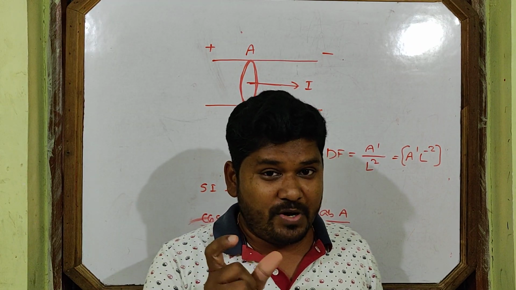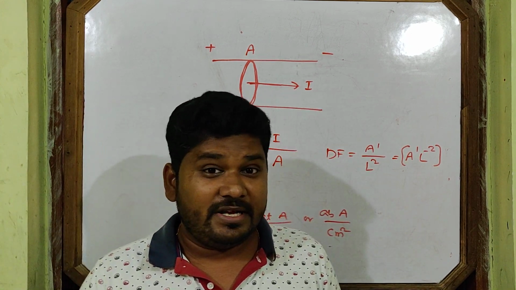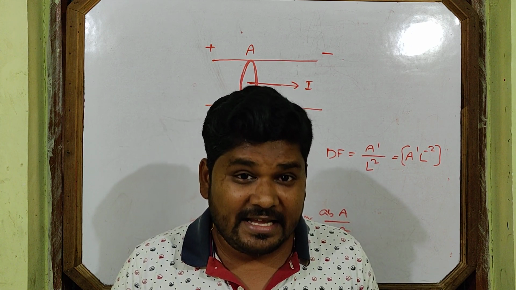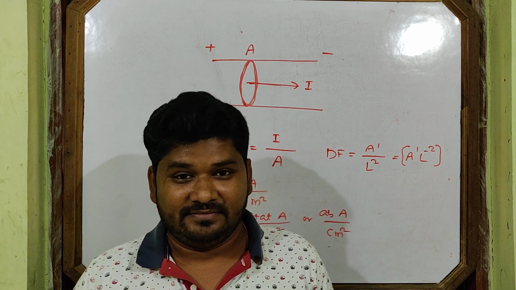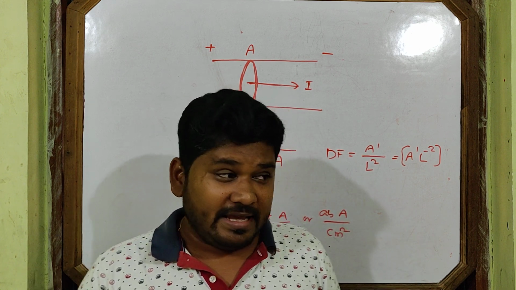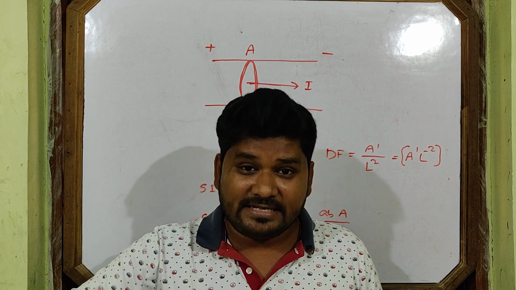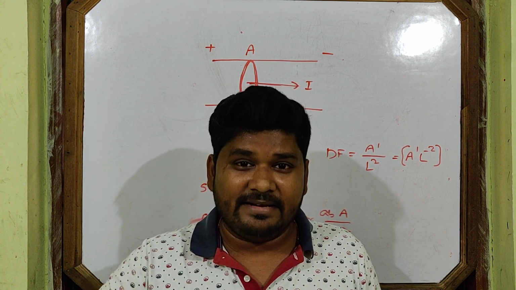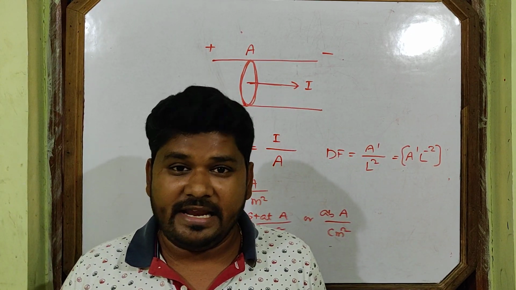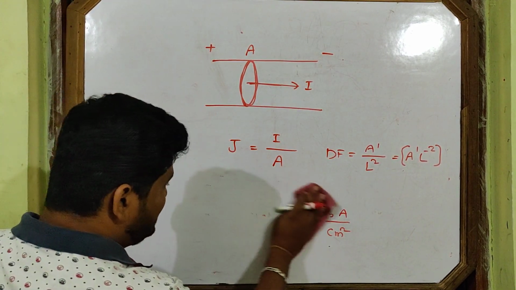You understood this very easily, current per area of a cross section. But the important thing here is whether current density is a scalar or vector quantity. Current is a scalar, I have told you. Area of a cross section, which quantity? We actually take it as an area vector. So area is taken here as a vector quantity. But what about this J, this current density?